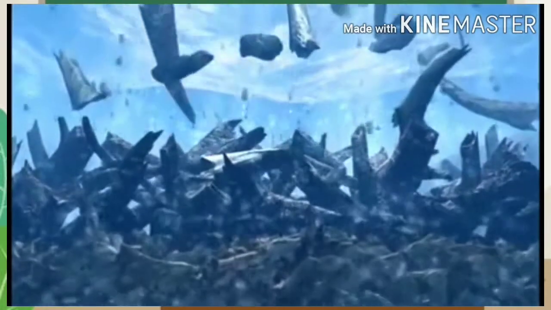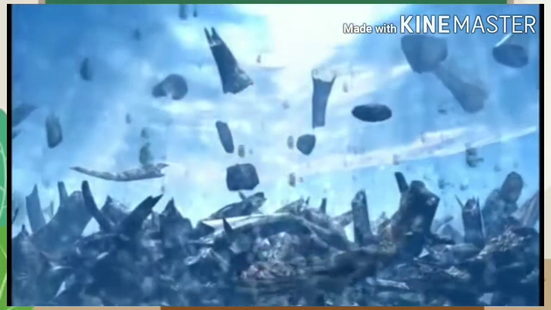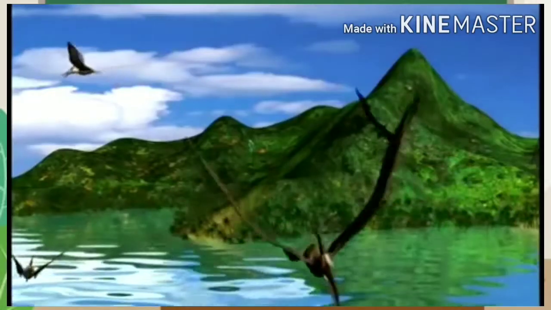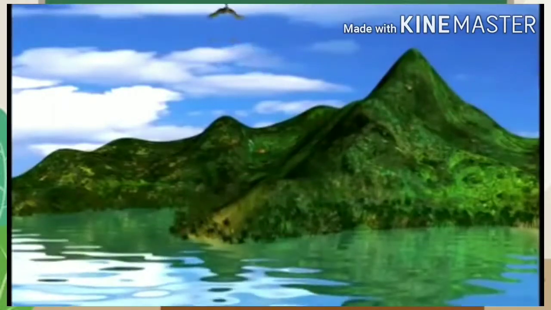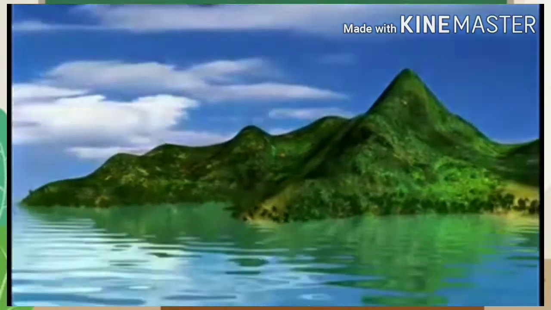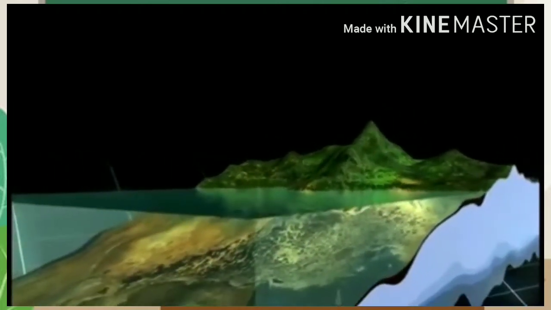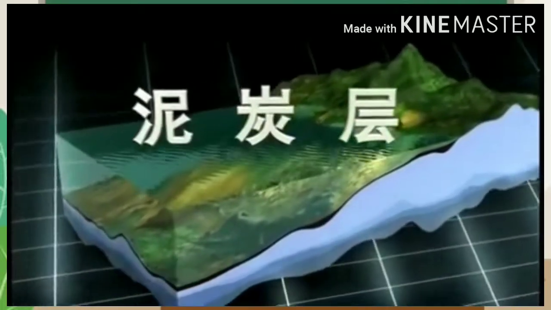Aided by anaerobic microorganisms in the water, a series of biochemical reactions took place, and the plants gradually transformed into a dark brown mud-like substance called peat. This was the first stage in the plant's transformation into coal, the peat phase. Various forces then caused the peat to become buried deep underground.